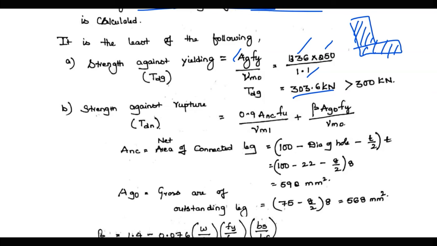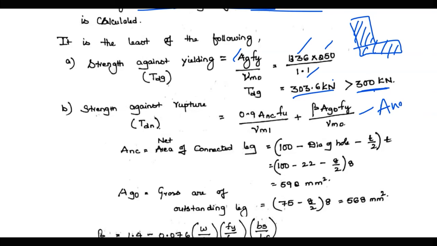So the tensile load that is coming onto this tie beam is 300 kilonewton, but the strength of this plate against yielding is 303, which is greater than the external load. Therefore, it is not going to fail by yielding. And the rupture strength formula is this.